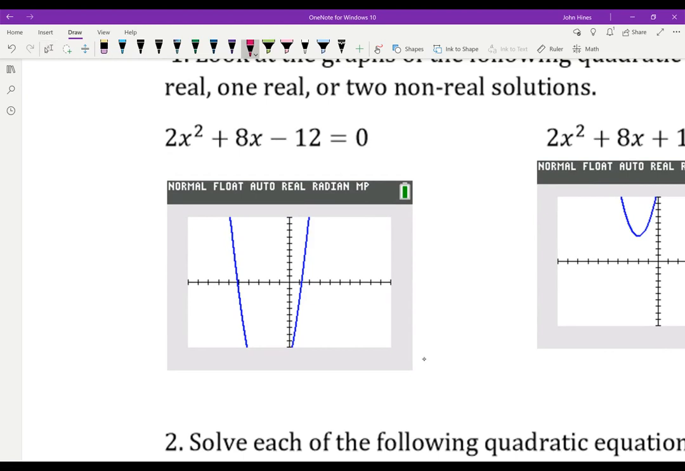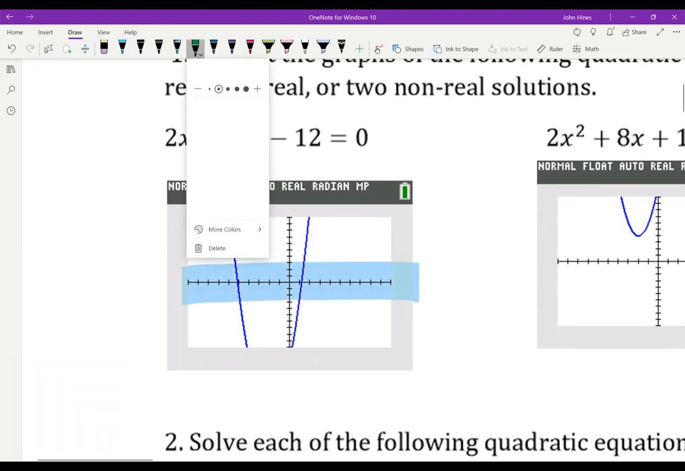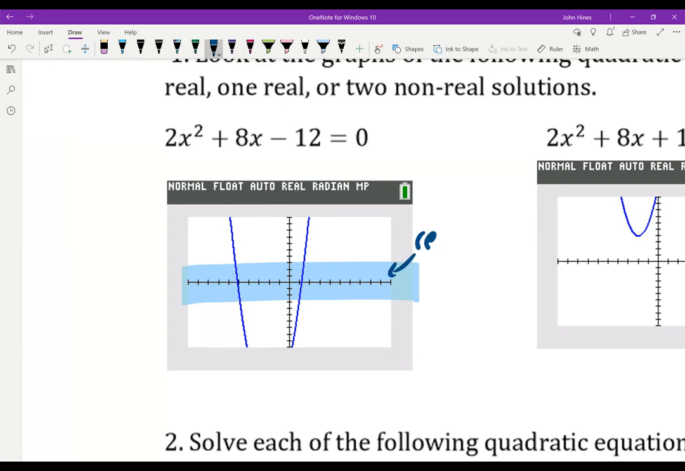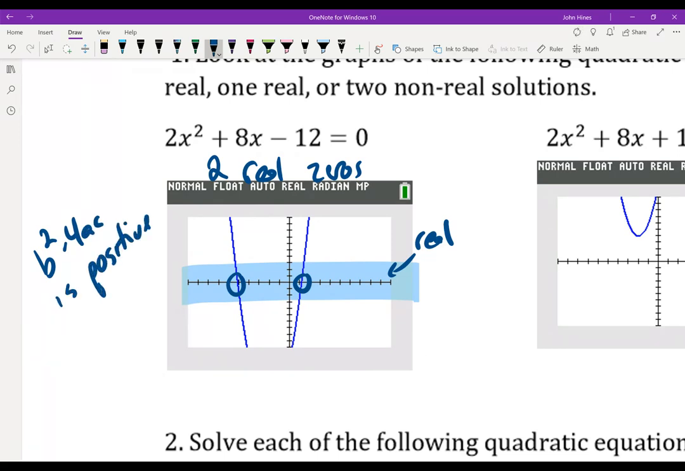So when you type this in, remember we look on the x-axis for our real zeros. That's where my real zeros live. My real zeros live on the x-axis, and there's two. They're not nice numbers, but this has two real zeros, which tells me the b squared minus 4ac is positive. My discriminant is positive.